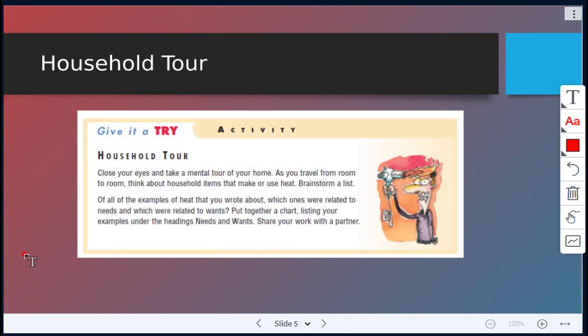All right, there's something to think about. So this is just a short activity. So just close your eyes, take a mental tour of your own home, and just think about yourself going from room to room, and think about the household items that make or use heat.